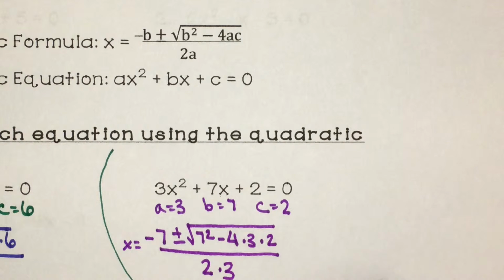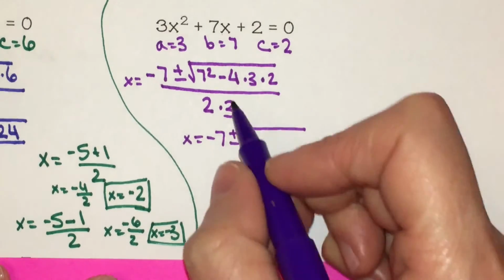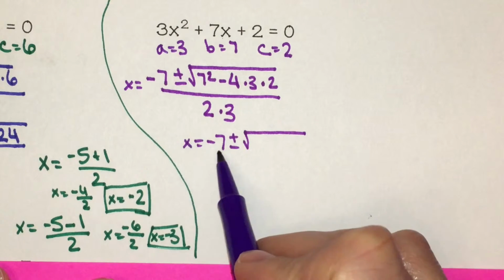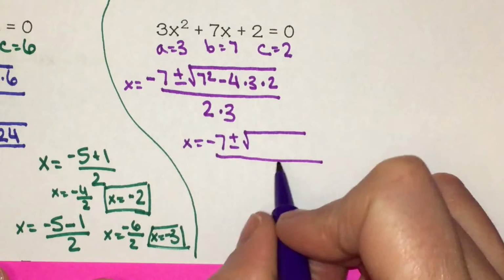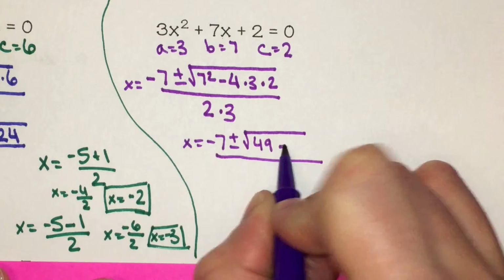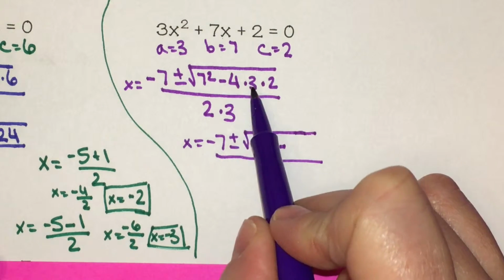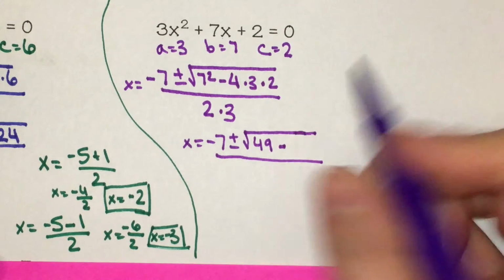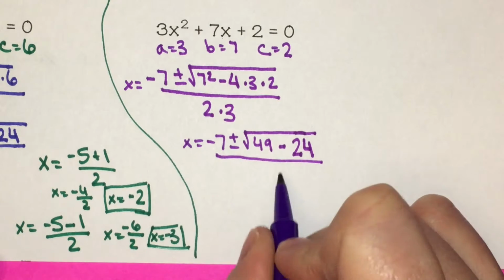All right, so we have x equals negative 7 plus and minus the square root of, oh, I better move down. So all I did was bring this down. x equals negative 7 plus and minus 7 squared, which is 49, minus, I have to solve what's under the square root first. 4 times 3 is 12, 12 times 2 is 24. Over 2 times 3, which is 6.